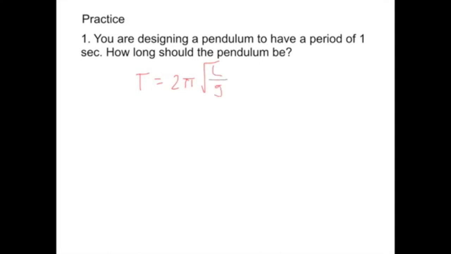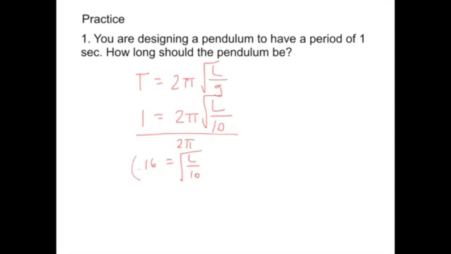So we know that we want the period to be 1 second. That will be equal to 2 pi root L, which is what we're solving for, and then g we'll call 10, just to make it a little bit more simple. Now to isolate the L, I'm going to divide both sides by 2 pi, and I get that 0.16 is equal to the square root of L over 10, sorry about that.